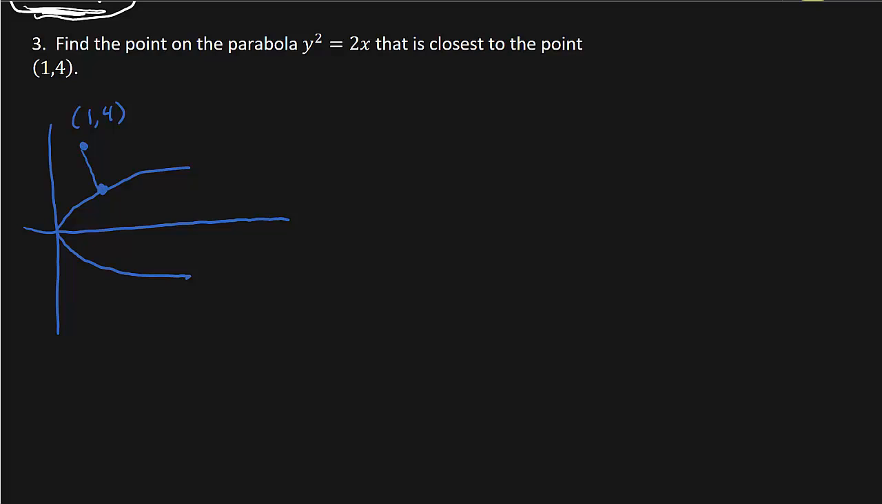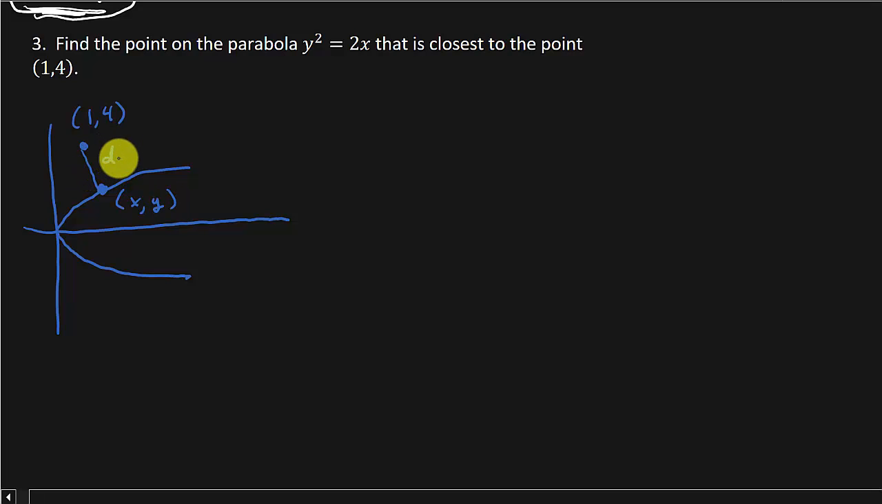All right, so let's think about this for just a second. Here's my point x, y, some point x, y on the graph. What's that point? I don't know. That's what we're going to figure out. But what do we want to do? We want to minimize this distance here. That's what it's asking for. Find the point on the parabola that is closest to the point 1, 4. So we want this distance to be a minimum.